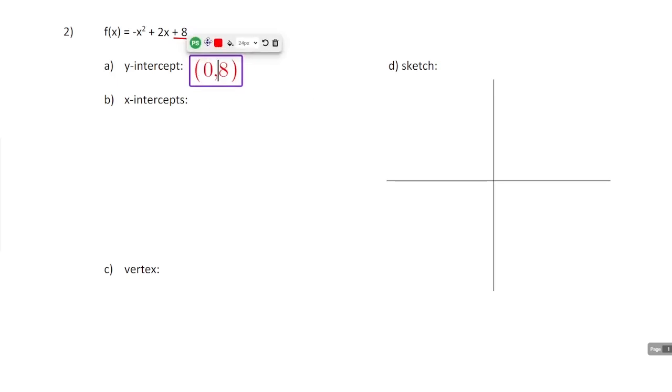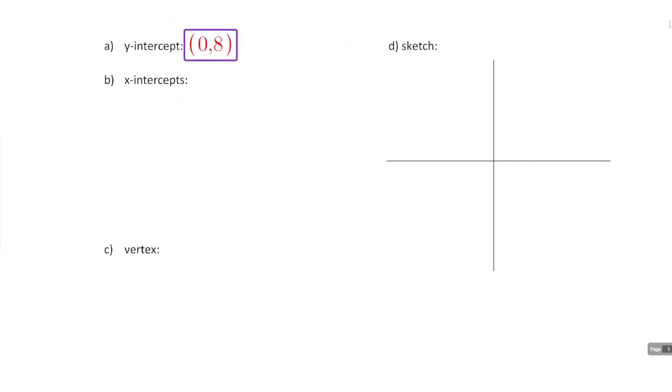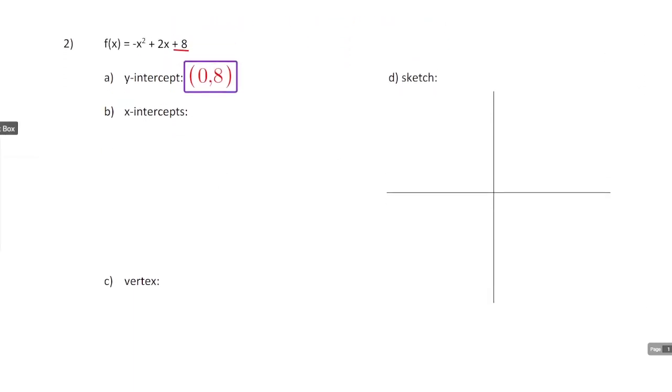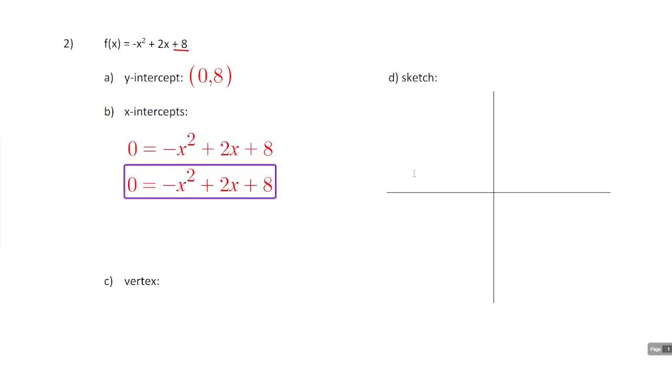My x-intercepts will be the points where the graph crosses the x-axis, and this occurs whenever the y value is 0. So I'm going to set my equation equal to 0. Now factoring is typically easier when your leading coefficient's positive. So I think what I'm going to do is just multiply both sides by -1 and effectively flip all these signs.